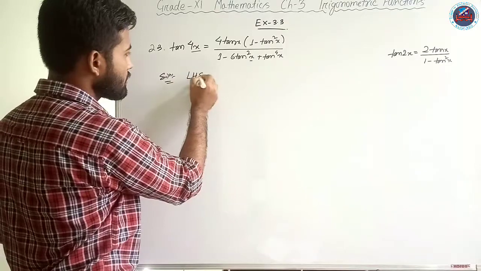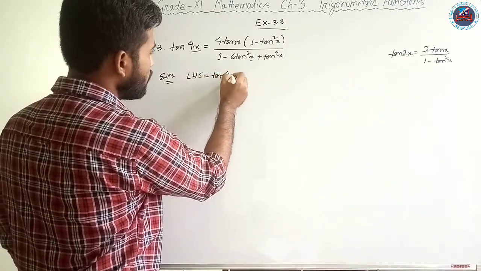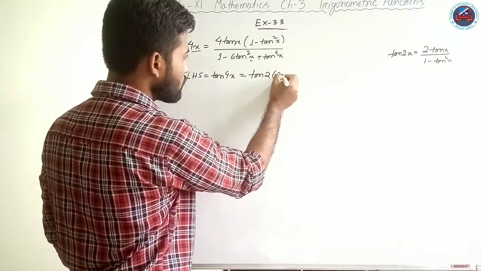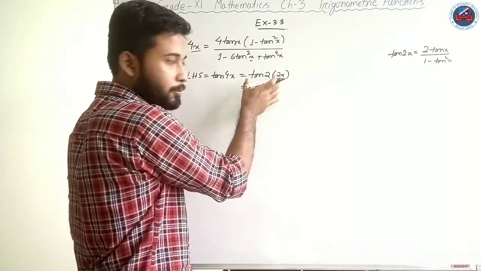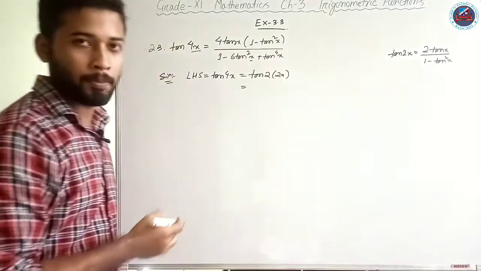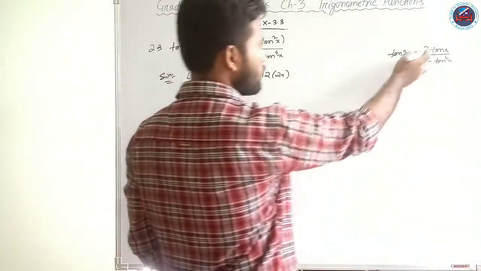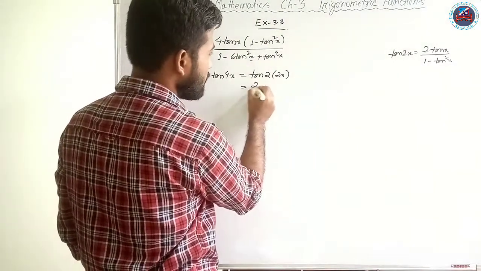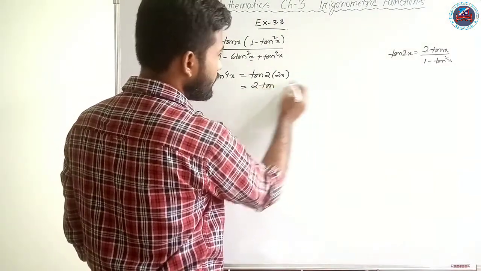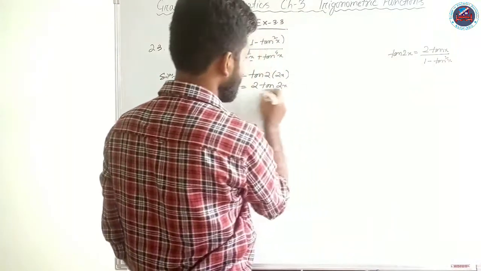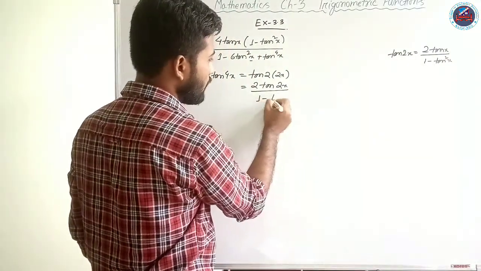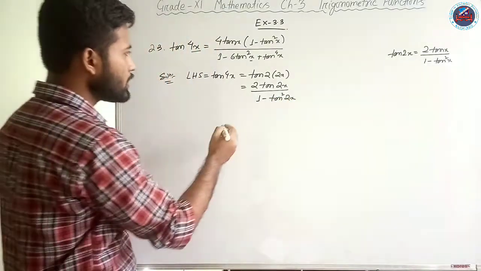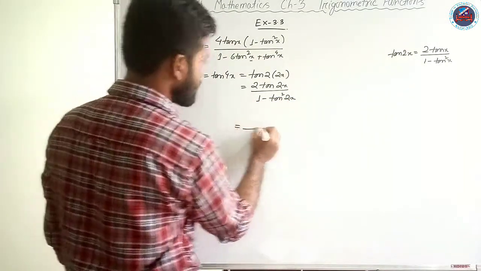So what is our LHS? It is tan of 4x. Now tan of 4x can be written as tan of 2 into 2x, isn't it? That is, it behaves as tan of twice x. Now we have the formula: tan of 2x is equal to 2 tan x divided by 1 minus tan square x. So this gives us twice tan 2x in place of x. Now we shall write twice tan 2x divided by 1 minus tan square 2x. Fine.